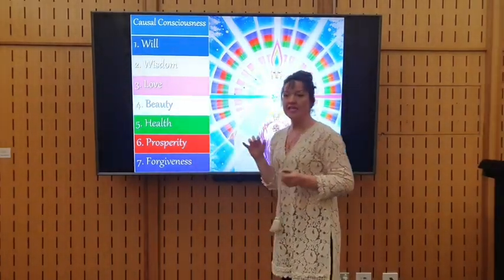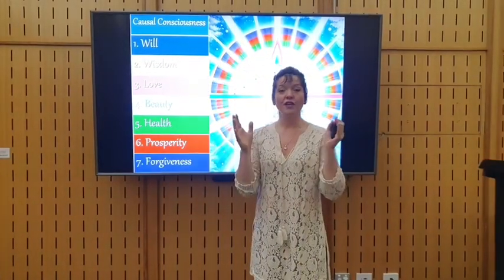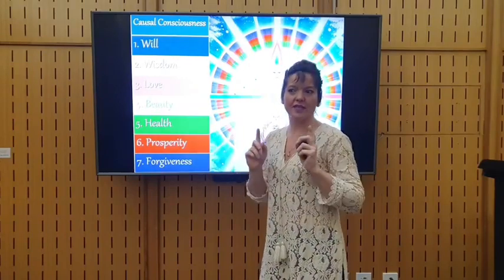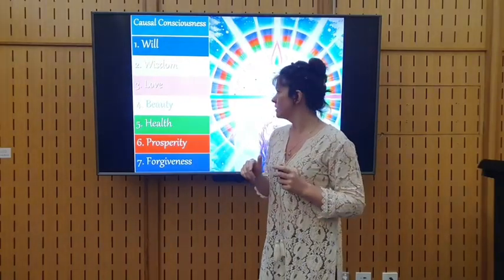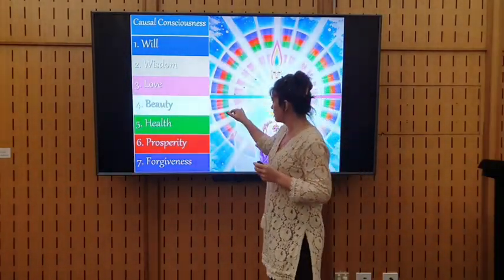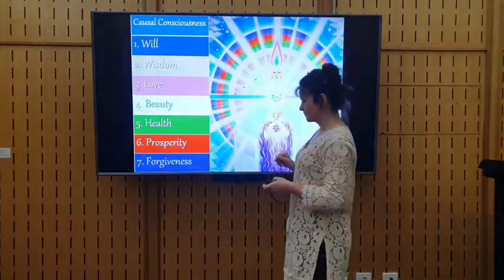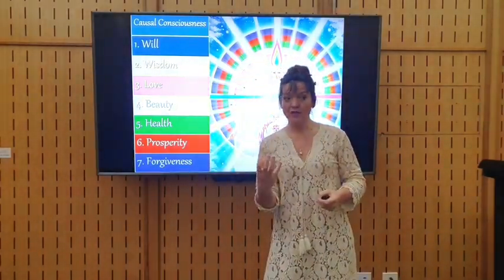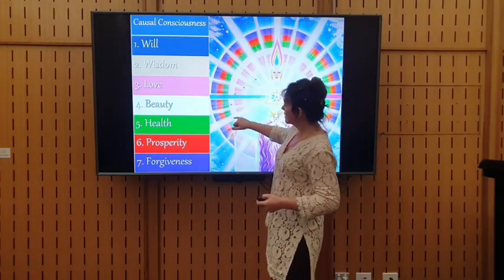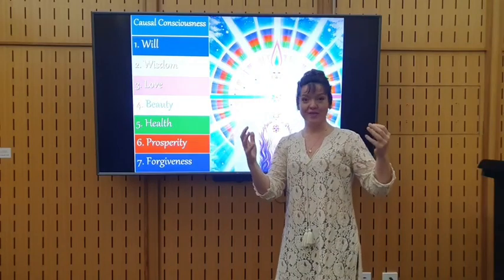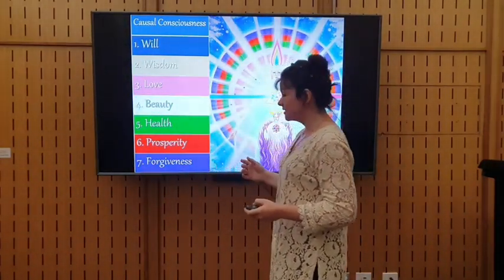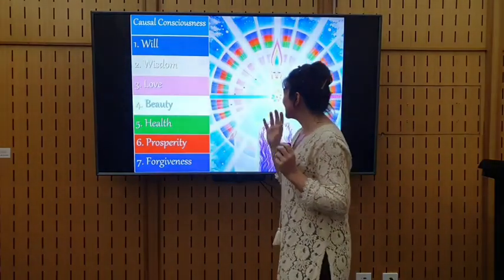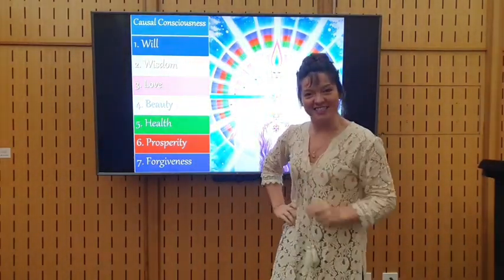The third sphere is where we keep all our love. If you're a lovely, caring, active person, because remember that love is related to action, it is in your pink or third sphere. Then the beauty: if someone is beautiful, it is because they have this sphere all full. So see, it's not about how many creams you use or how much makeup you have on your face. It's about your causal consciousness.